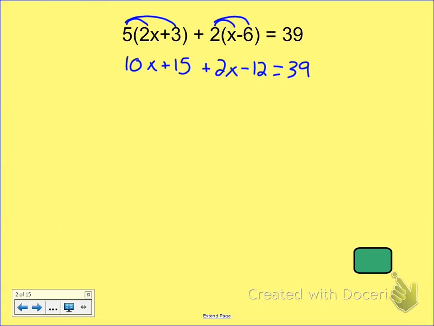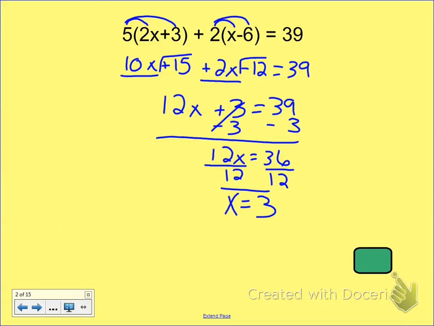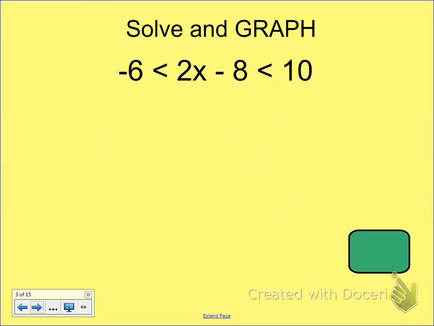Now what do we do next? That's right, we want to combine like terms. So 10x plus 2x is 12x. We have a positive 15 and a negative 12. Gives us a plus 3 equals 39. Now we subtract 3 from both sides. We're left with 12x equals 36. Divide both sides by 12. And x equals 3. Yay! Okay, next problem.